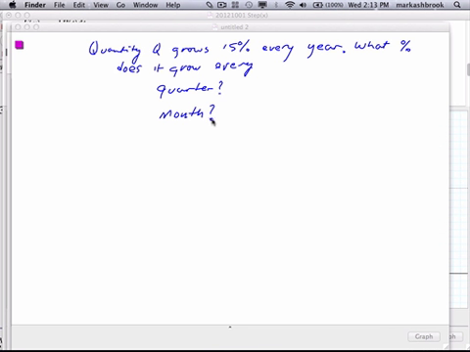Okay, so I'm going to interrupt you and just take a different angle at it. Same idea. So here's a review question. Quantity Q grows 15% every year. What percent does it grow every quarter and month? So, review question. See if you can do it. If quantity Q grows 15% every year, what percent does it grow every quarter and month?